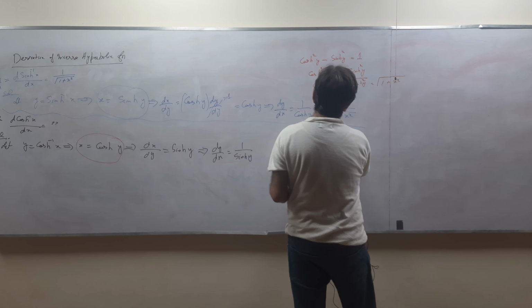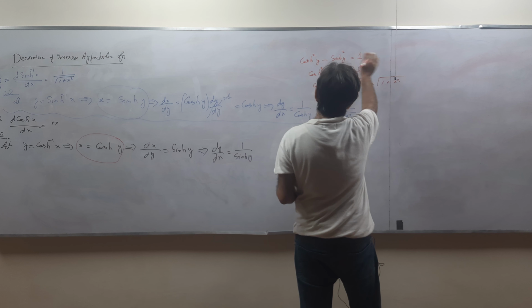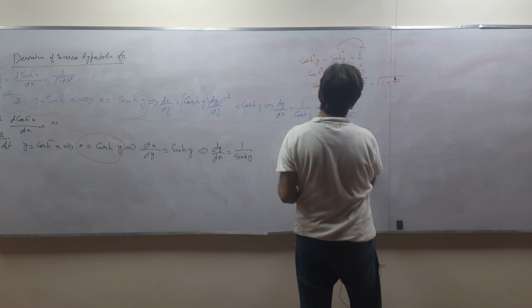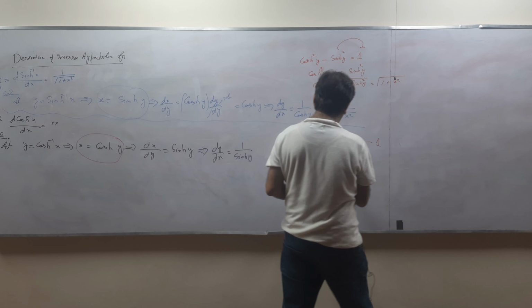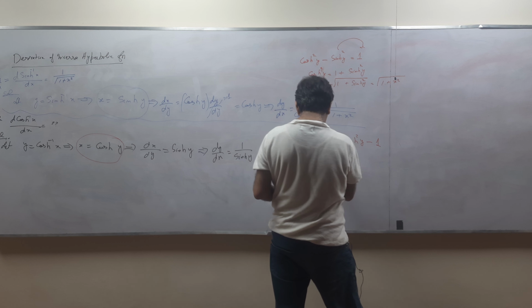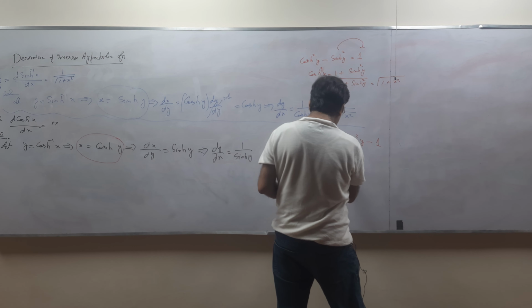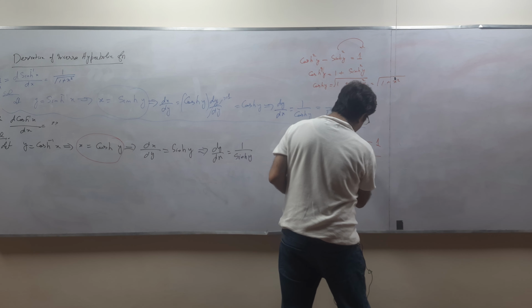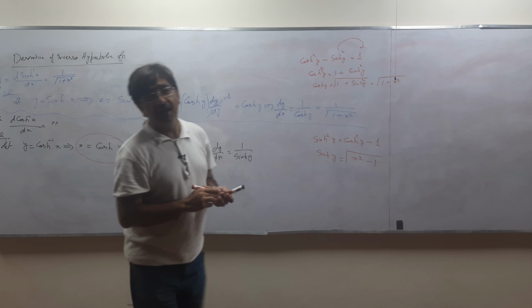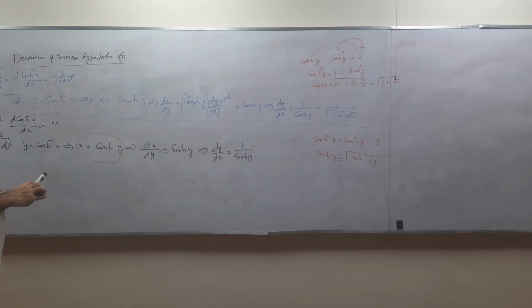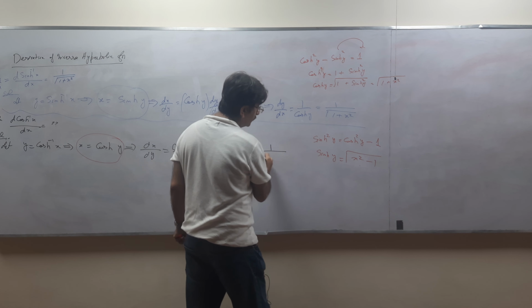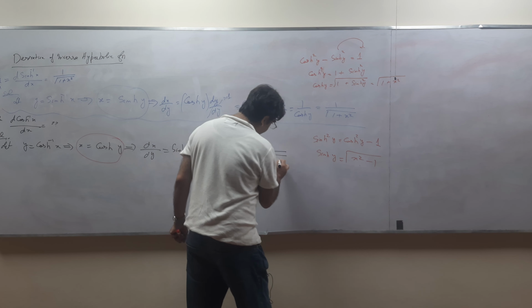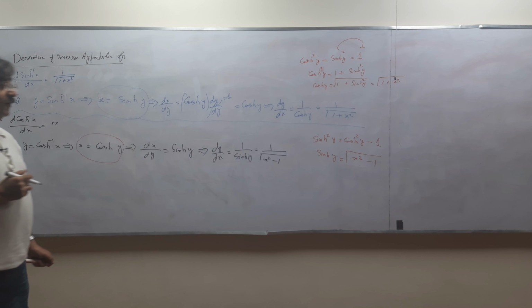Sine hyperbolic y will be, sine will be moved here, so that will be cosh squared y minus 1, or sinh y is square root of x squared minus 1. Yes, you are right, under root. I agreed with you. Thank you. So that means x squared minus 1. Okay?